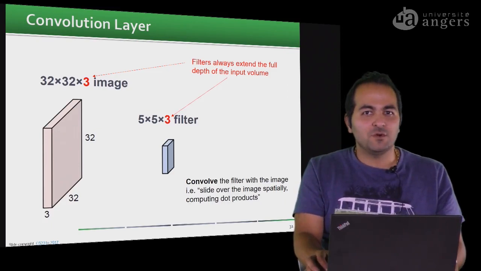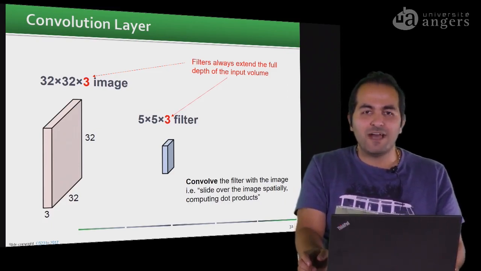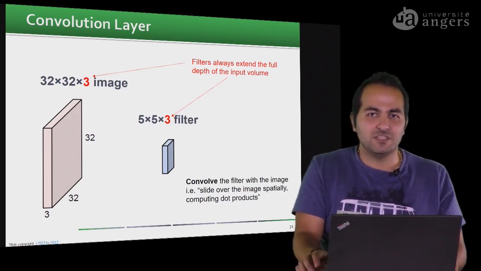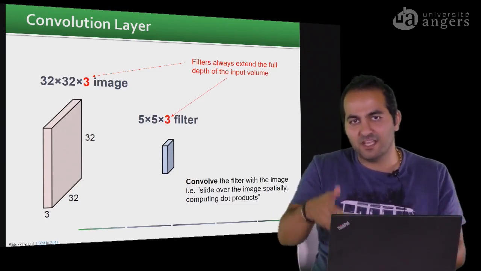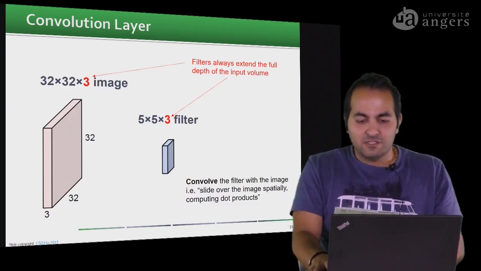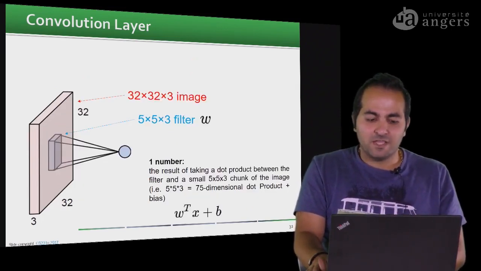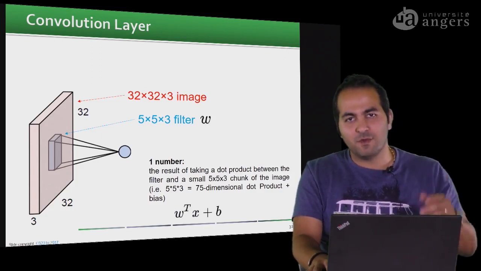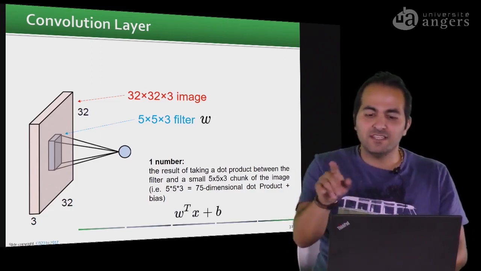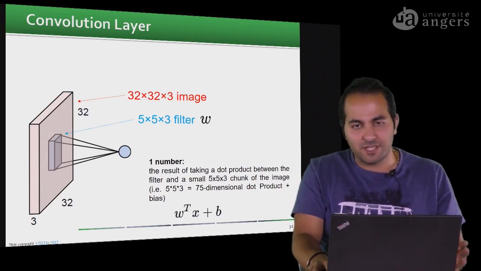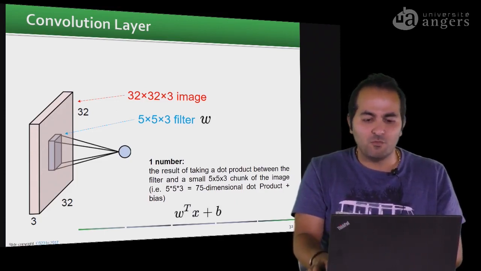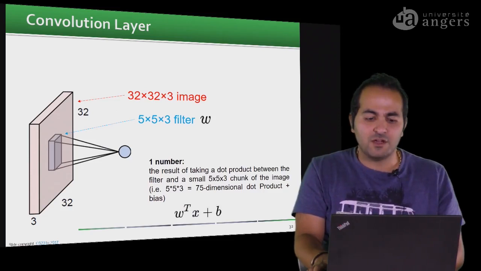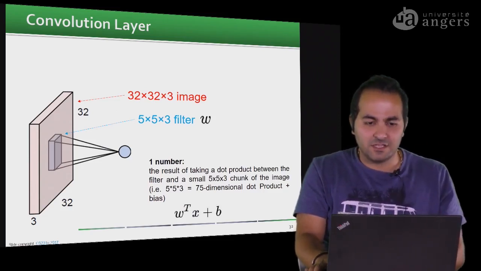If you are working on a grayscale image, you don't need a filter size of 5 by 5 by 3. You just need a filter size of 5 by 5 by 1, because you have just one channel. We apply this filter on the image and do the convolution. We usually start from the top left and slide it over the image. I just briefly describe it. If you want to know more details about how convolution works, you can search on Google and you will see lots of sources that describe this.